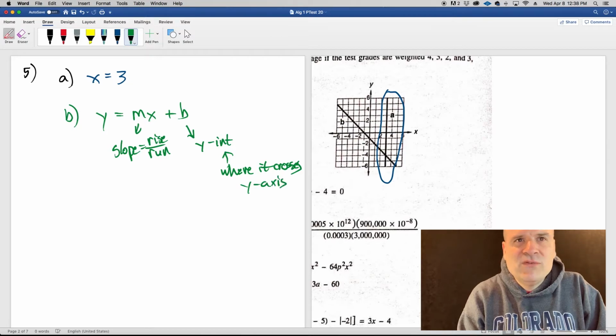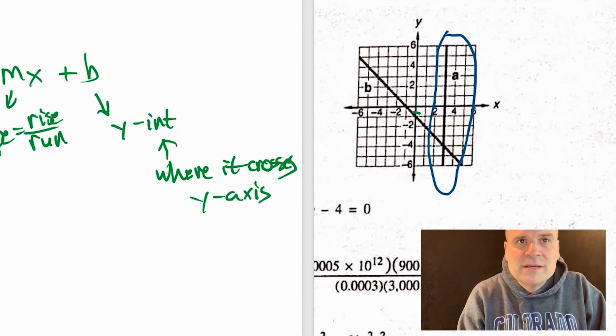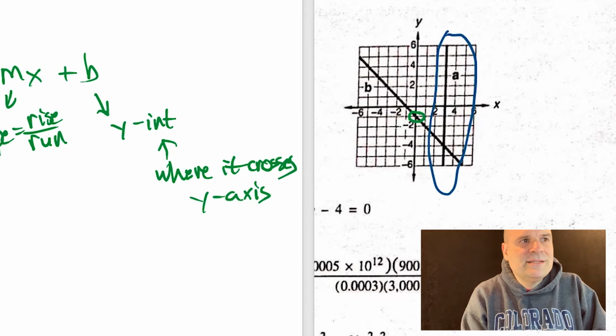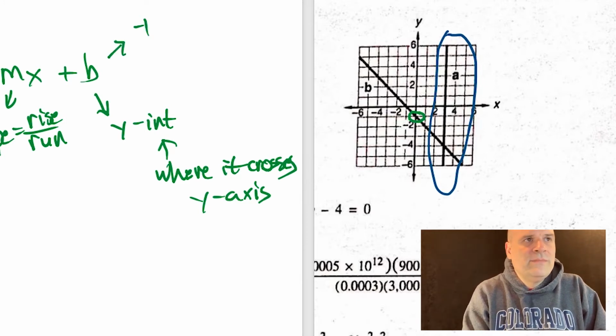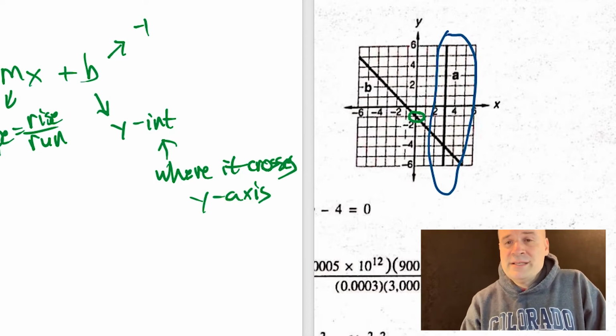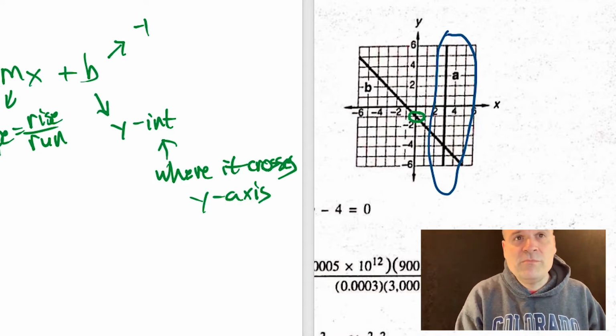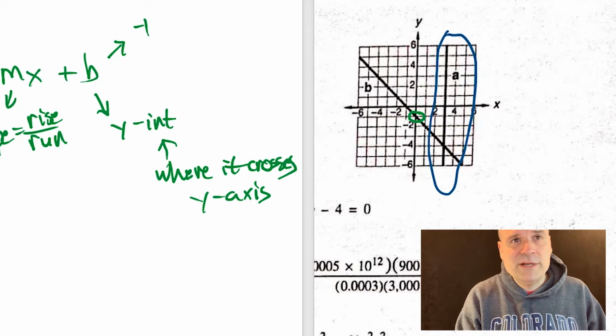Okay, well, let's see if we can find that right there. So where does it cross the y-axis? At -1. So this is going to be -1. And then our slope is rise over run. So if you're going from point to point, you can pick any 2 points. These are some nice points here. So this goes from here to here.